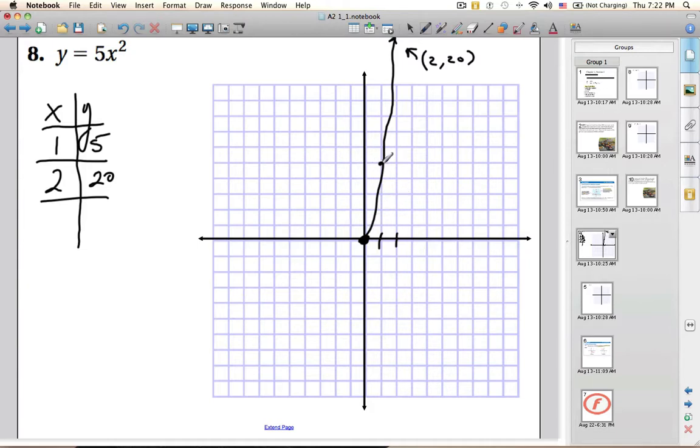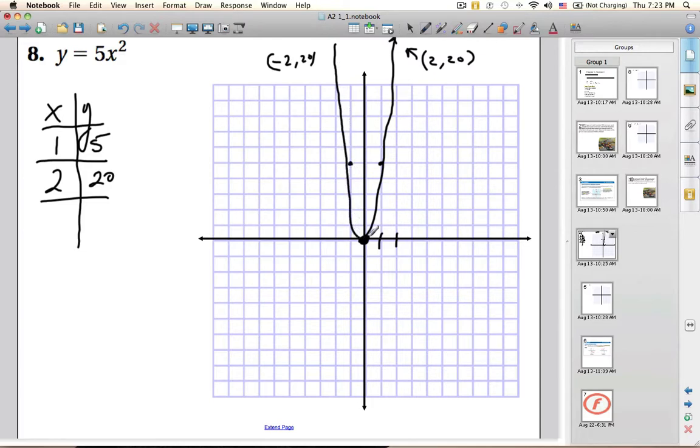So if I'm 1 point away from the axis of symmetry to the right at 5, I can go 1 point to the left and be at 5. And over here, 2 points to the left would be -2. I would also be at 20. Right? So I really don't have to do an input-output table for the other side of the parabola if I don't want to.